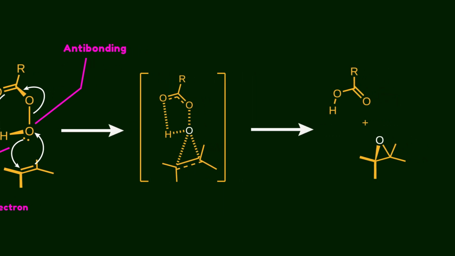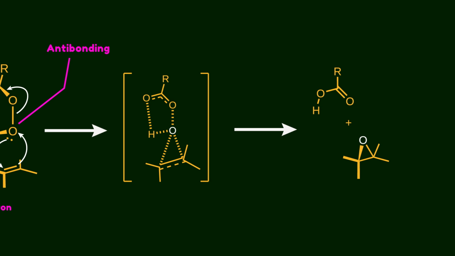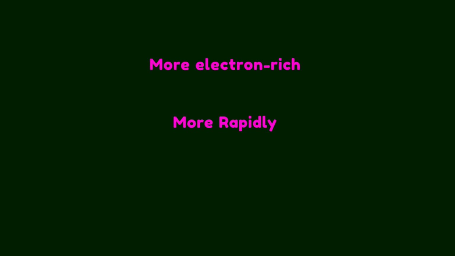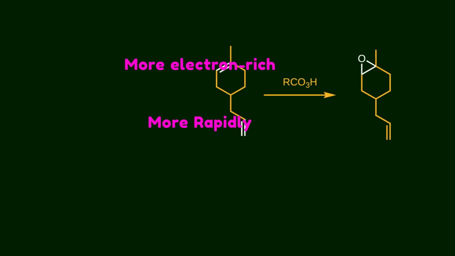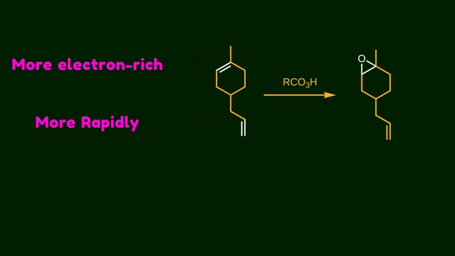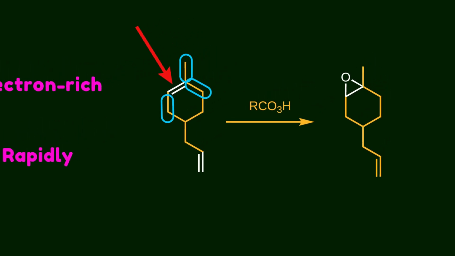As a result, one of the oxygens of the peracid is transferred to the double bond, and the peracid is converted to carboxylic acid. The most important thing about the reactivity of alkenes is that more electron-rich alkenes react more rapidly with peracids. For example, this molecule contains 2 double bonds. Upon treatment with the peracid, the double bond in the ring reacts more rapidly than the other double bond because it has more substituents that push electrons toward the double bond. So it's more electron-rich than the other.